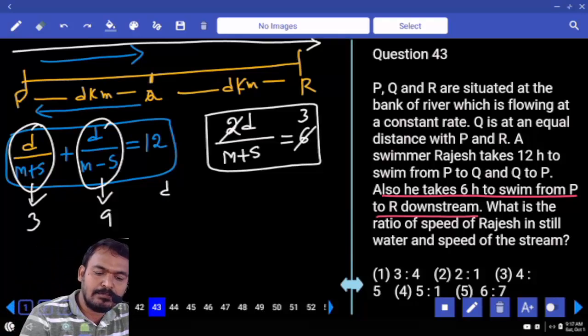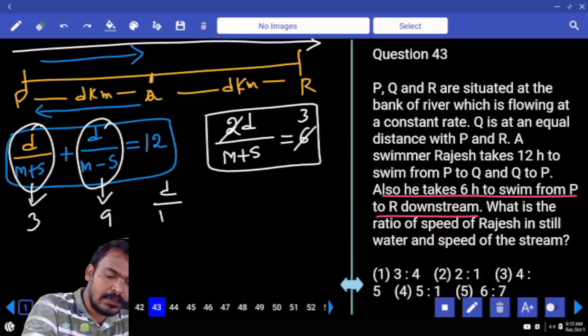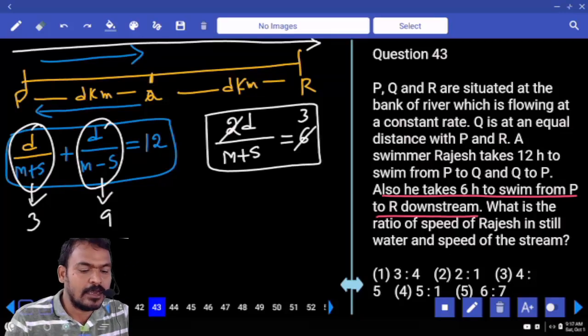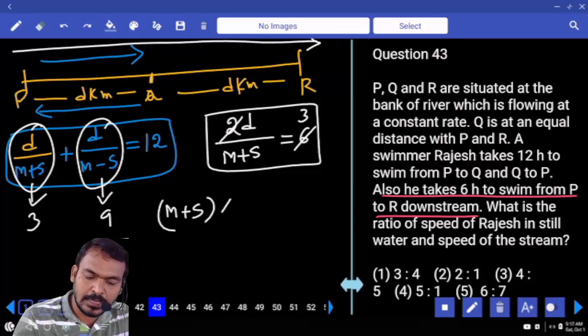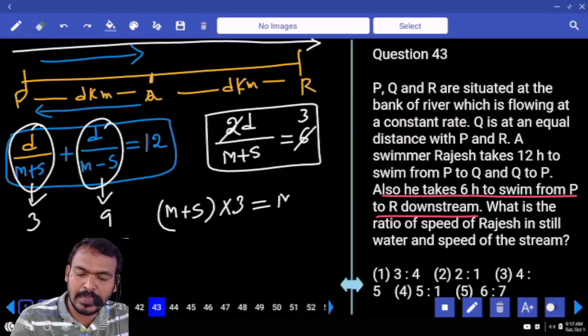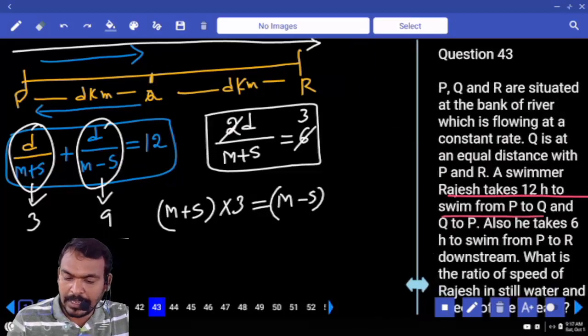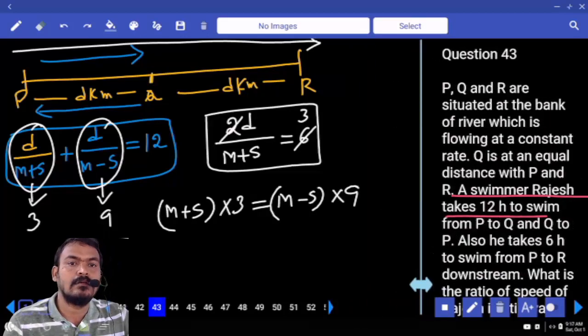Then D by M plus S is how much? 3 or 4? 3. D by M minus S? 9, or not? This one I wrote: M plus S into 3 equals M minus S into 9, or not? What is the meaning?